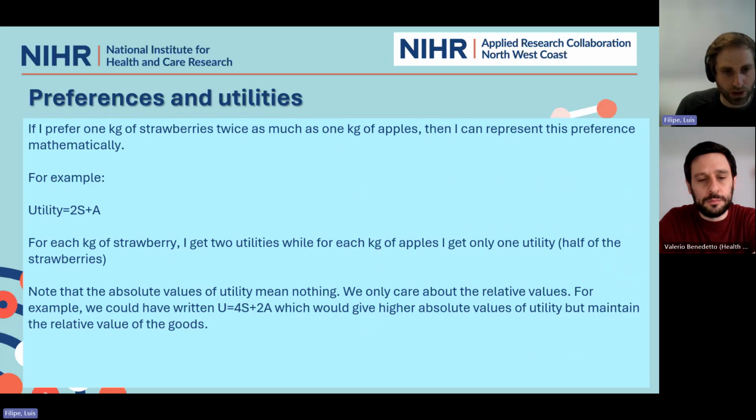Now, before going there, I just want to tell you that this number means nothing in absolute terms, because, for instance, instead of 2 strawberries plus 1 apple, I could have 4 times strawberries plus 2 times apples. It's still the same. The relative value is still the same. So if I substitute 1 kilogram in here, I get 4 utility. If I substitute 1 kilogram of apples in here, I get 2 of utility. So I still prefer strawberries twice as much as apples. So this is exactly the same as this. I just get a higher number here in the utility. So the absolute value of this means nothing, but the relative value of this means everything.